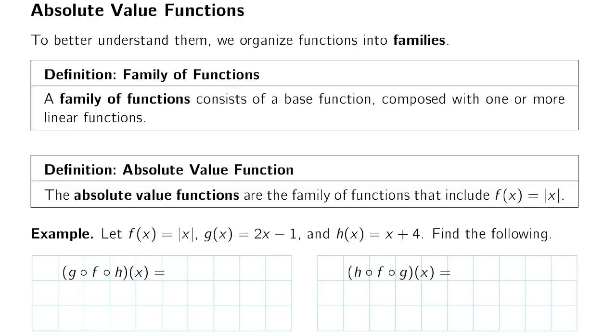So as our first example, we'll take the absolute value functions, which are the functions that we get if we compose the absolute value with one or more linear functions. So for example, if we take the absolute value f and compose it with these two linear functions, g of x is 2x minus 1, h of x is x plus 4.